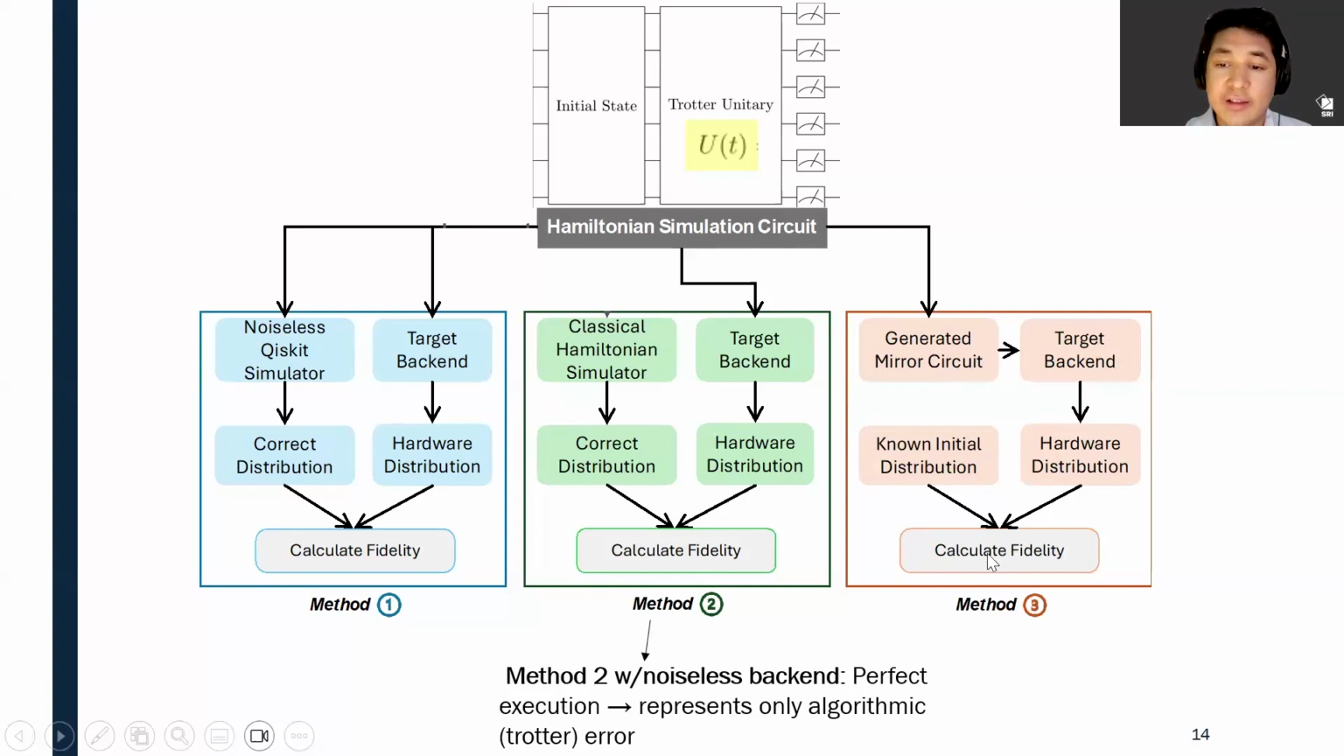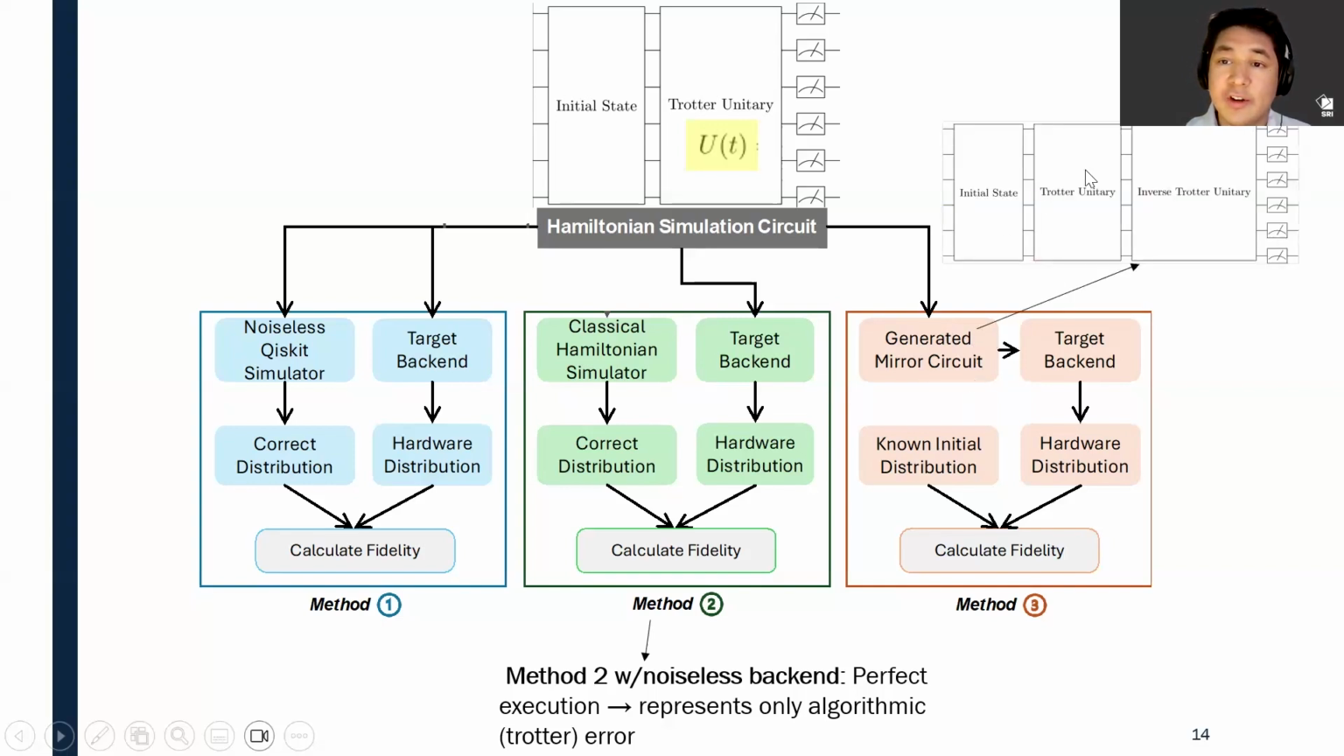Finally, in this third case, the special mirror circuit case, we use this Hamiltonian simulation to generate a mirror circuit. The trick behind the mirror circuit is essentially we evolve the state forwards using the trotter unitary, then backwards with an inverse trotter unitary. And we should get the initial state distribution after that. Because we already know the initial state distribution, there's no need to use a classical simulator. And we can scale up to any number of qubits since we'll always know the correct answer essentially for free.